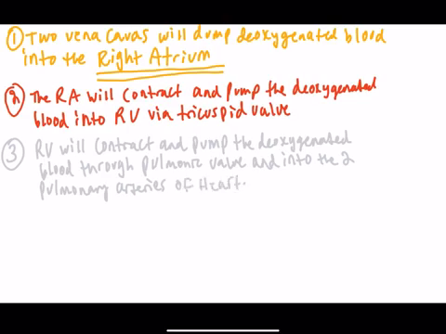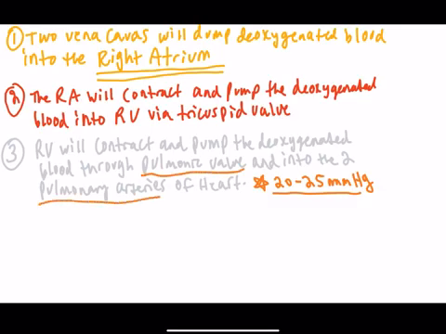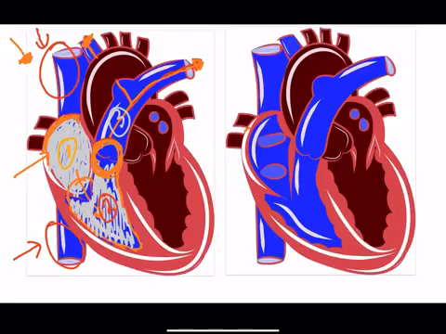A little extra side fun fact is that when the right ventricle pumps, it's going to pump at a pressure of about 20 to 25 millimeters of mercury. Just keep that in mind for now. So the right ventricle will contract and pump that deoxygenated blood through the pulmonic valve and into the 2 pulmonary arteries of the heart at about 20 to 25 millimeters of mercury. So that's step 3 down.